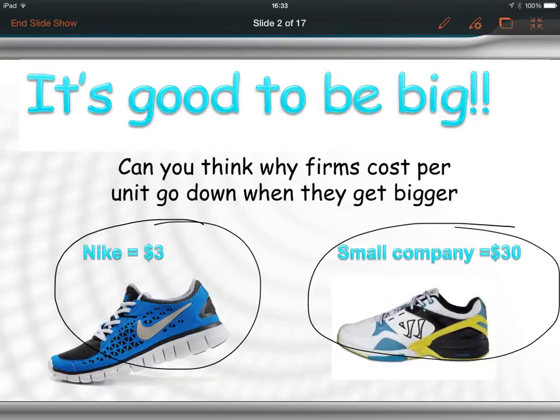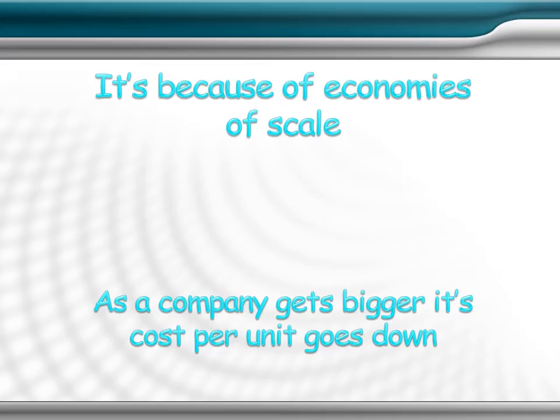So it costs Nike $3 to make a pair of shoes, whereas it costs a small company maybe $30 to make it. Now there's no way, therefore, they can compete with Nike, because Nike can make so much money when they make their shoes. But the definition, right, is going to be, as a company gets bigger, its cost per unit goes down.